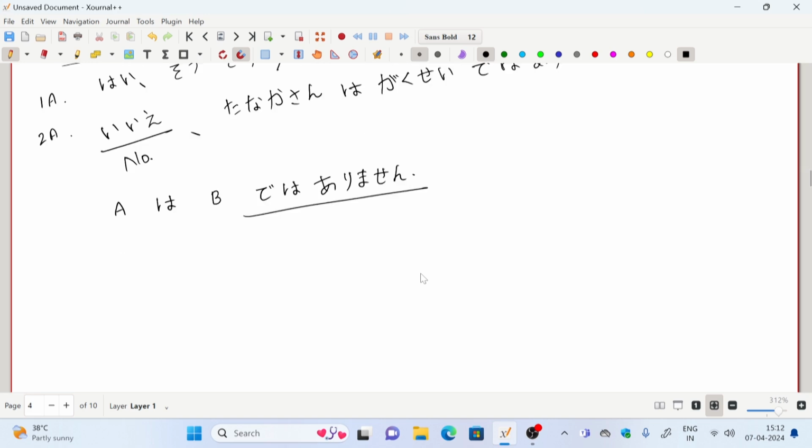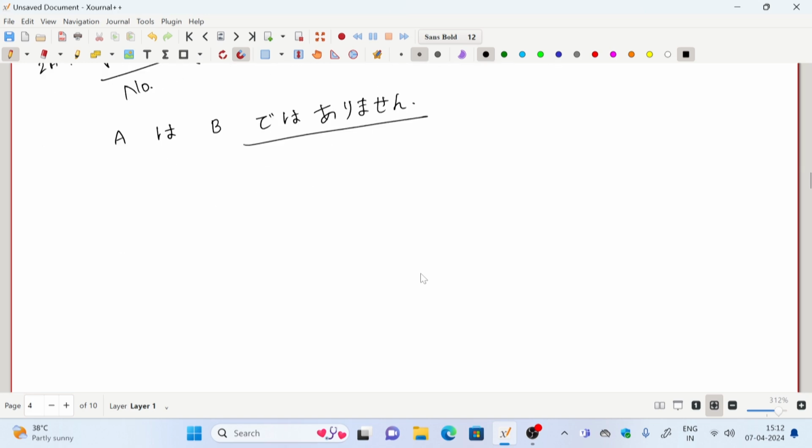Next, how to make a relation between two things. Suppose this is a pen, but if I say my pen; this is a university, but if I say my university. For that relation we use the particle no. The particle no is used to show the relation between two things or to show possession.